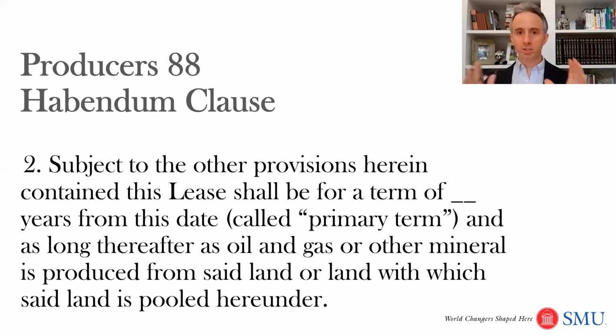So in other words, you see those two parts of the Habendum clause, or the term clause. One, the primary term, that term of blank years, maybe it's 3, maybe it's 5, where you have to first find oil, and then the secondary term, which is as long thereafter as oil and gas is produced. And we'll talk next time about what that means.